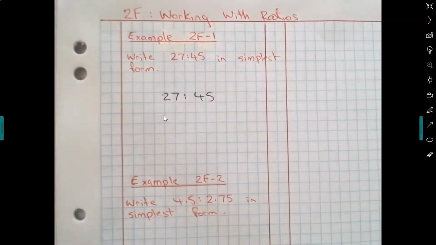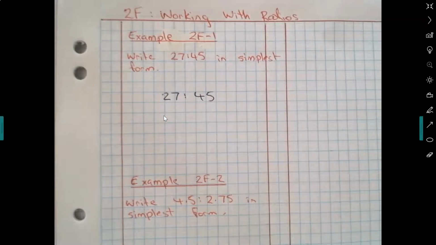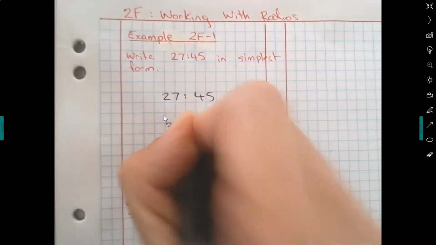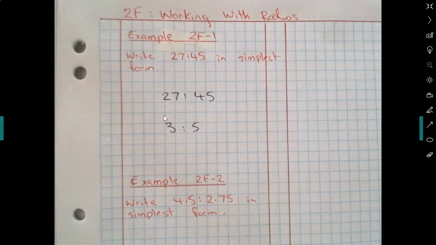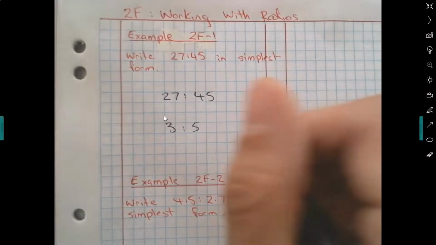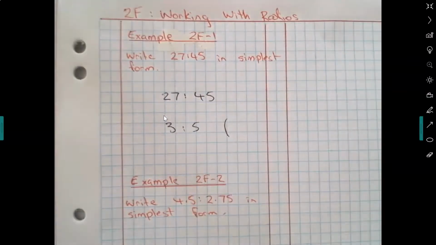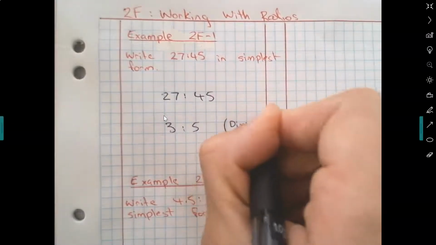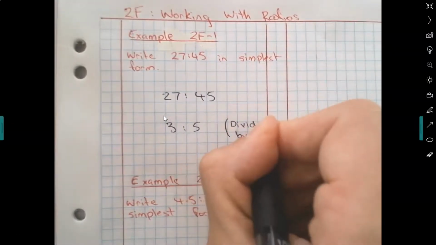45, and then underneath you can just simplify by dividing each side by 9. So you should get 3 to 5 in brackets. You don't have to do this, but I'll just write it for this example. Divided by 9.